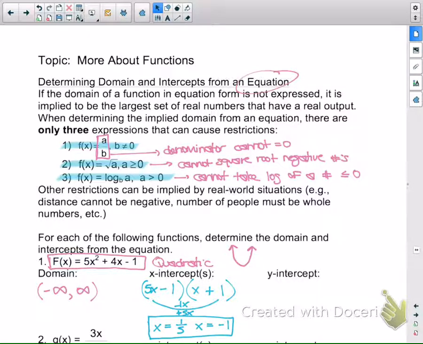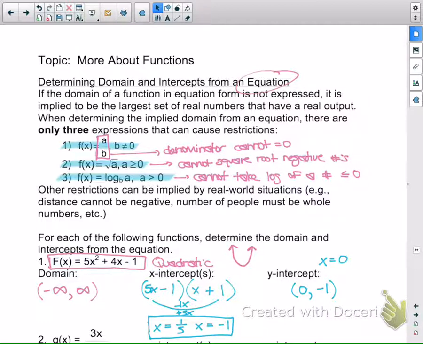The y-intercept, you shouldn't have to do any work at all. You need to remember a y-intercept happens when x equals 0. So if you forget, you can always plug in x equals 0, but what part of the quadratic is my y-intercept? C, the constant term. So what is my y-intercept? 0, -1. So without using a calculator, I can find all of that information about that. Okay? Most of these we will not use a calculator on.